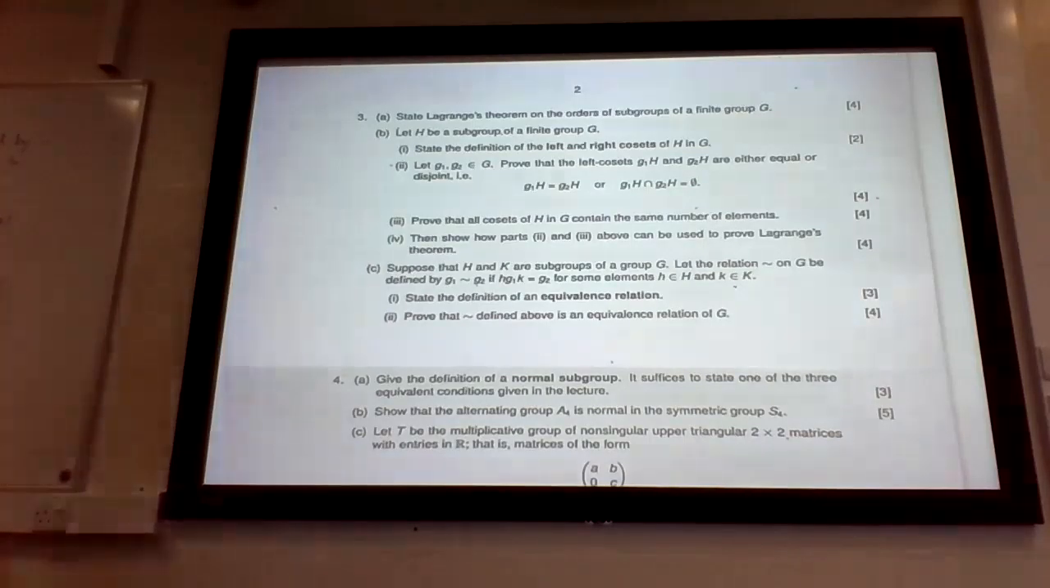You working on question 3? Yeah, that's going all right. We don't know that all cosets of H contain the same number of elements. So what do you say they all contain? The size of H. So how can you use that? How can you leverage that? That's the problem.